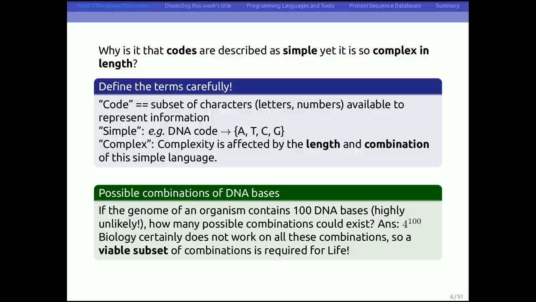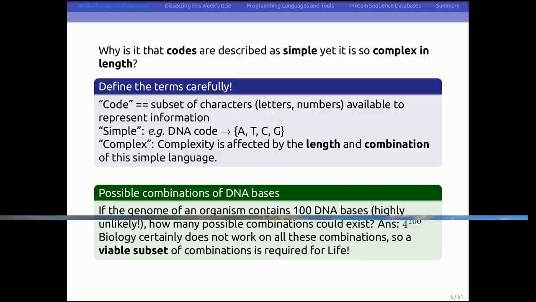Biology obviously does not work on all of these combinations. Some of these combinations will not produce life. It is a very specific set of these letters that will produce life, so we have a viable subset. However, the complexity is affected by the length. In this case we have 100 bases and each position has four choices, so that's complex. That's the length, 100 bases, and then the combination, that is, how these bases are put together in sequence.